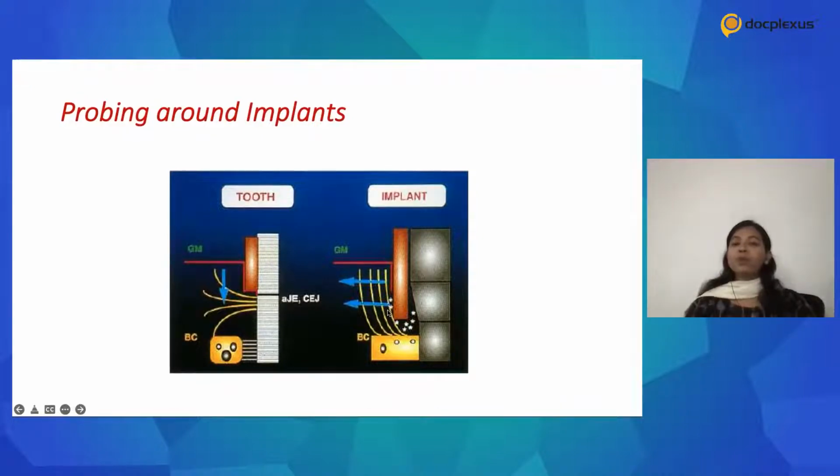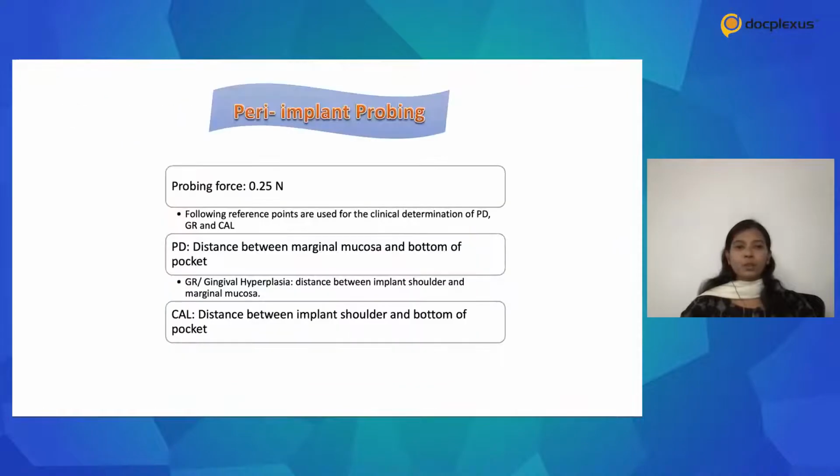So just some time back I told you about the probing. It should not be more than 1.4 millimeter. If you probe more than 1.4 millimeter, this is how it goes beyond the sulcus, and almost you will see 1.4 millimeter above the bone crest level. You should stop. So this will tell you if there is any loss of fibers, and help us to know that there is an increased probing depth around the implant region.